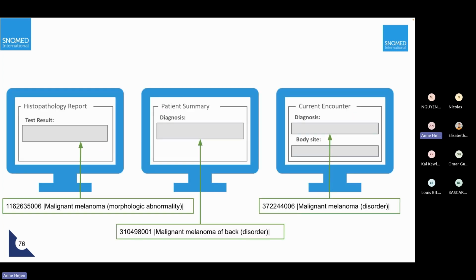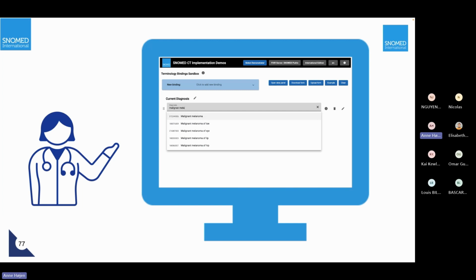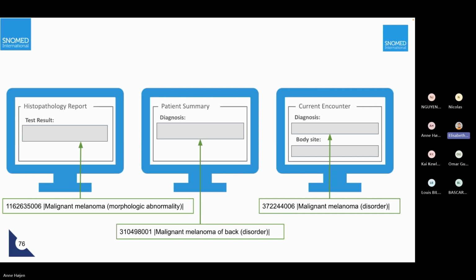Anna, I've got a question. Can you go back to the previous slide? What is a morphologic abnormality? A morphologic abnormality is at the cellular level. So what is the actual morphology, or in this case, what is the abnormal morphology of a condition?